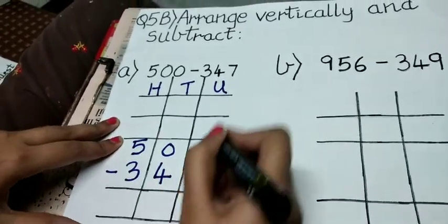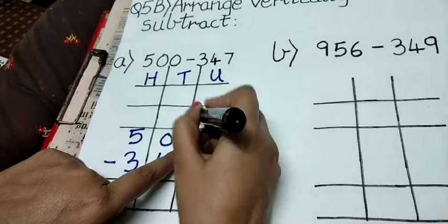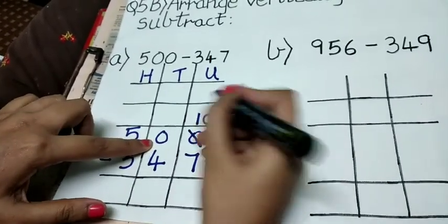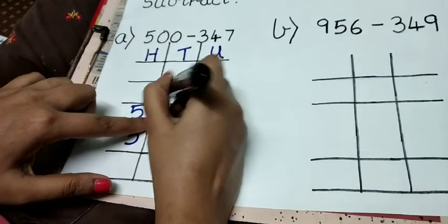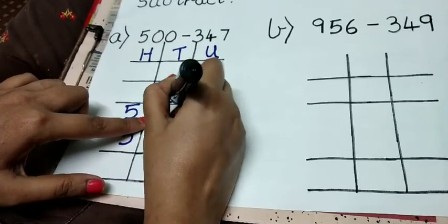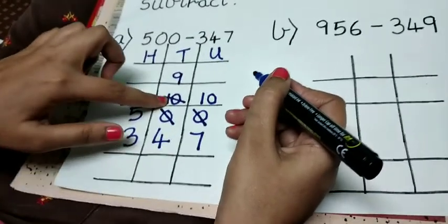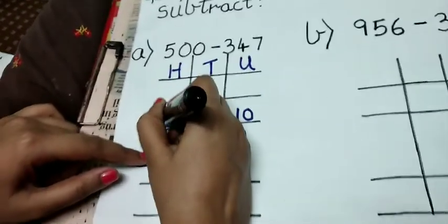347. Now you cannot subtract 7 from 0. So you have to make this 0 into 10. Since you took 1 from the tens place, you have to make this 0 into 10 and then you have to make it 9. Now since you took this one from the hundreds place, 5 becomes 4.